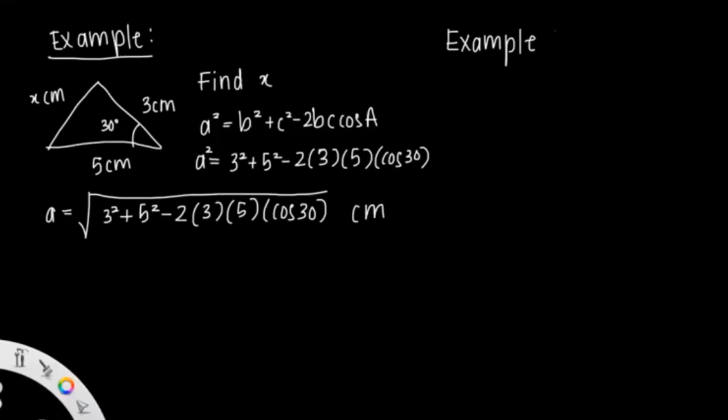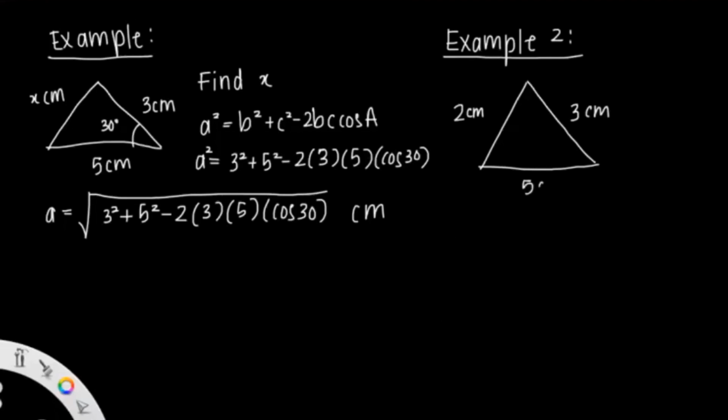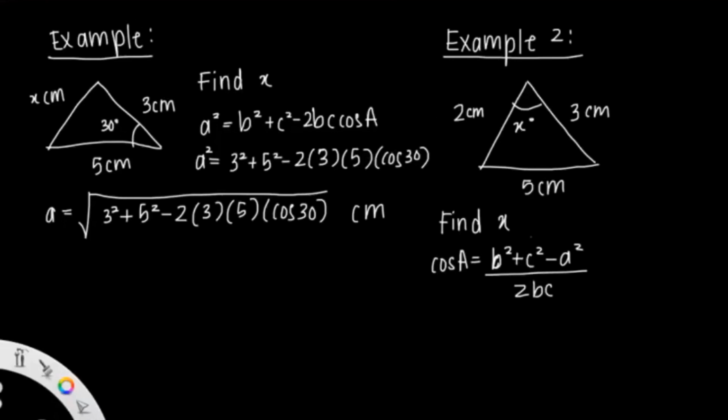So for our second example, this is our triangle. Let's say this is 2 centimeters, this is 3 centimeters, this is 5 centimeters, and we're trying to find x degrees. So I would use the formula cosine of A equals b squared plus c squared minus a squared over 2bc.